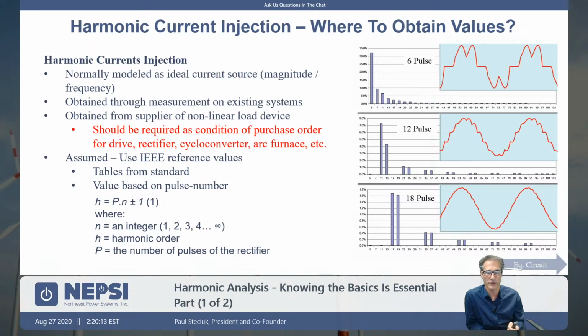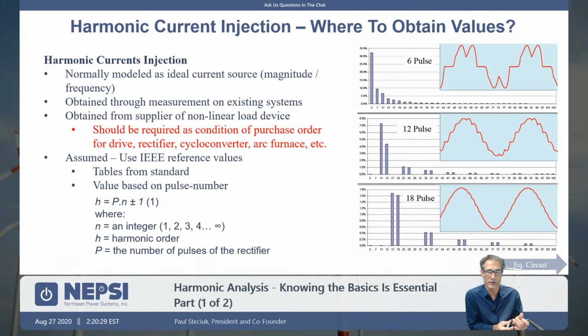You name the nonlinear device, and out there was a signature harmonic current associated with it, a harmonic current injection. Okay, where do you get these values? Well, you can get the values from system measurement.